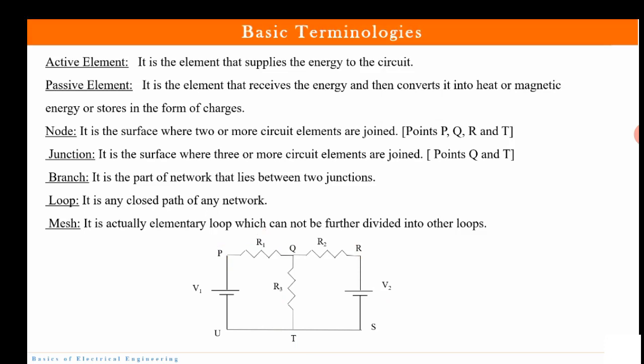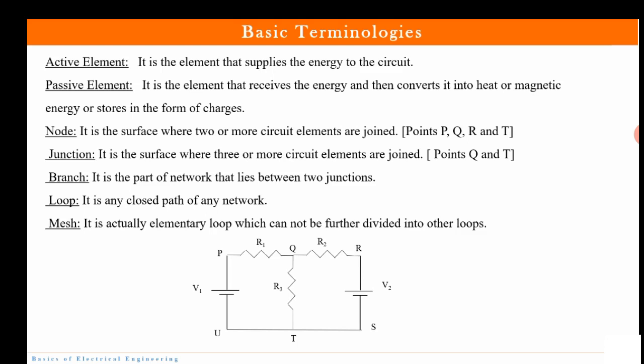Fine. Next, we'll understand what is meant by a junction. Now a node was where two or more circuit elements were joined, but a junction is where three or more circuit elements are joined. Now if you notice, P and R are nodes but they are not junctions. But if you notice Q, here R1, R2 and R3, three circuit elements are there. So Q is a junction. Similarly, T is a junction because in T, R3, V1 and V2, three circuit elements are joined. So Q and T are junctions.